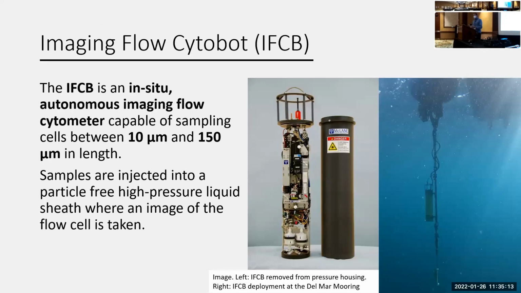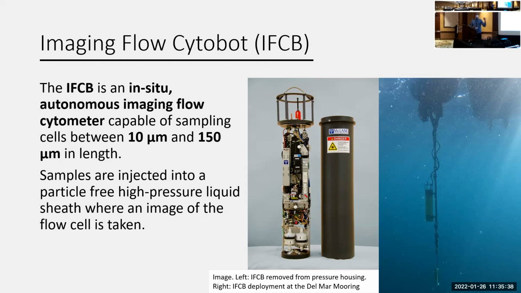So to measure this, in keeping with the previous talks, I used this tool called the Imaging FlowCytobot, and I'll move through this a little bit quicker because obviously there's been a lot of talk already about what this instrument is. But it's this very, very cool instrument. It essentially samples images of cells, and it can measure cells between about 10 microns and 150 microns in cell length.